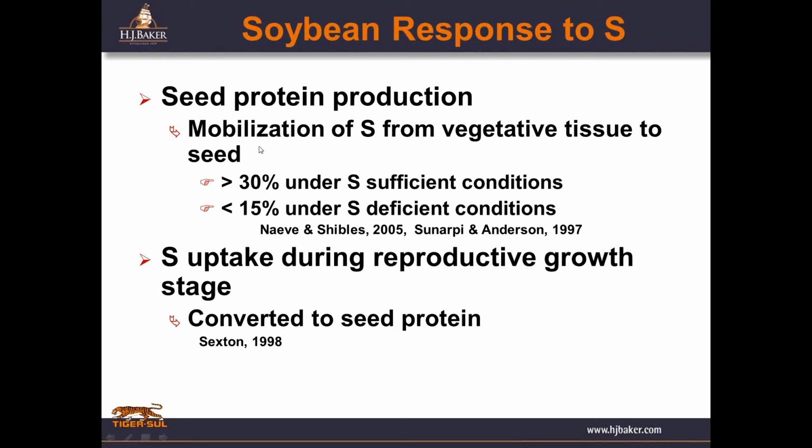A research project found that the mobilization of sulfur from the vegetative tissue was actually greater than 30% when you had sufficient sulfur. And then in deficient sulfur conditions, less than 15% was actually translocated. So here again, influencing what I just described on the previous graph. And then sulfur uptake during that reproductive growth stage is being converted to seed protein through the amino acid synthesis process.